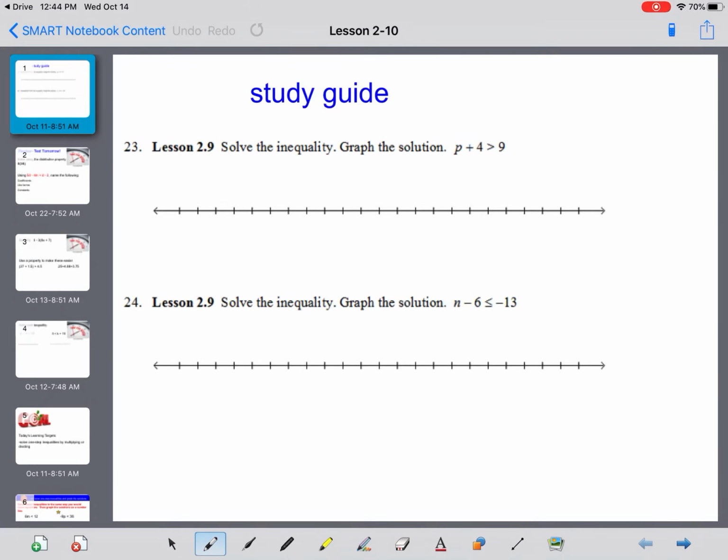This is lesson 2-10 in the Algebra Readiness textbook. To begin today's lesson, we're going to do a few review problems. They are listed in your notes packet. And let me show you the review problems.